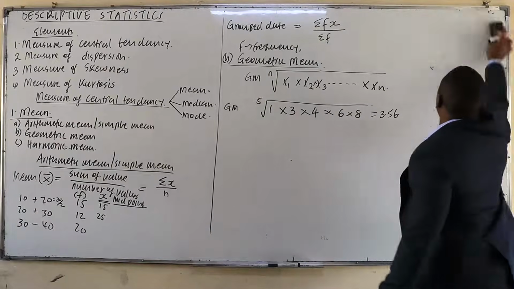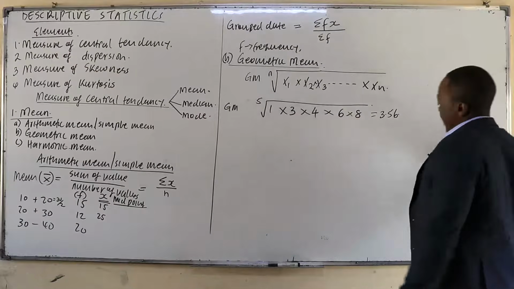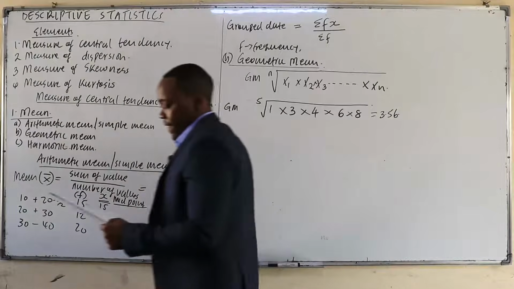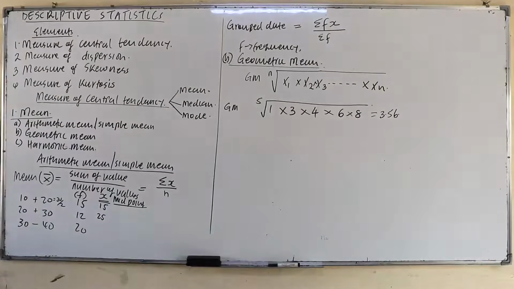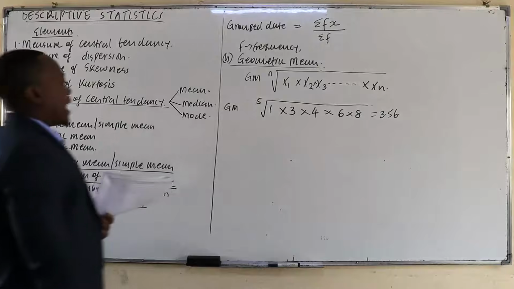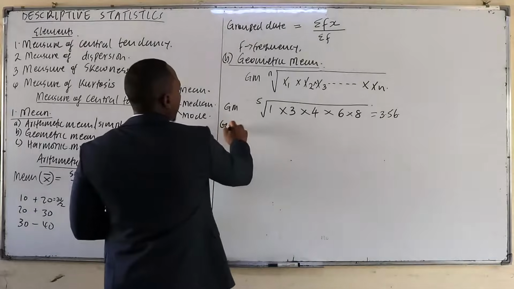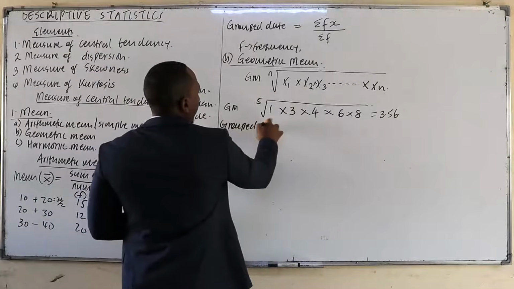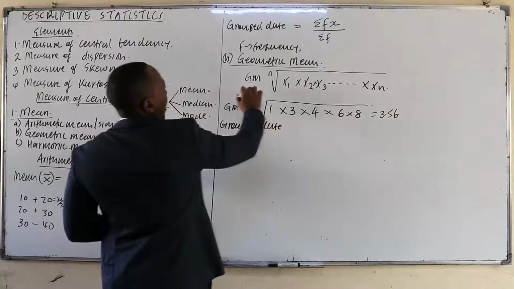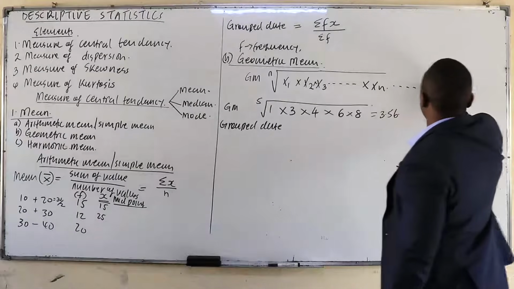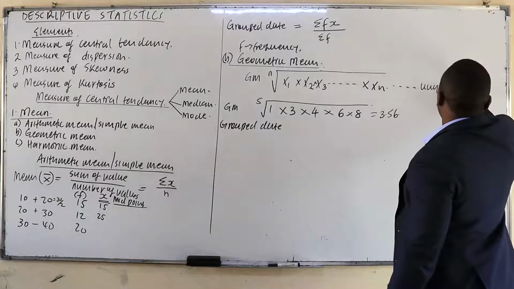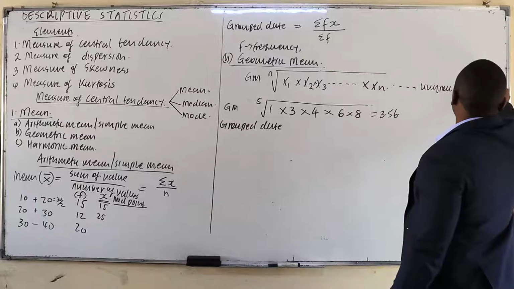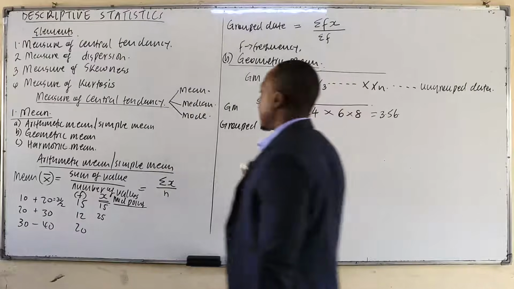So now you know how to compute the nth root of a given figure. Then that was for geometric mean. Now, in case the data is grouped, for grouped data, this was for ungrouped data. What of the grouped data? How do we get the geometric mean?